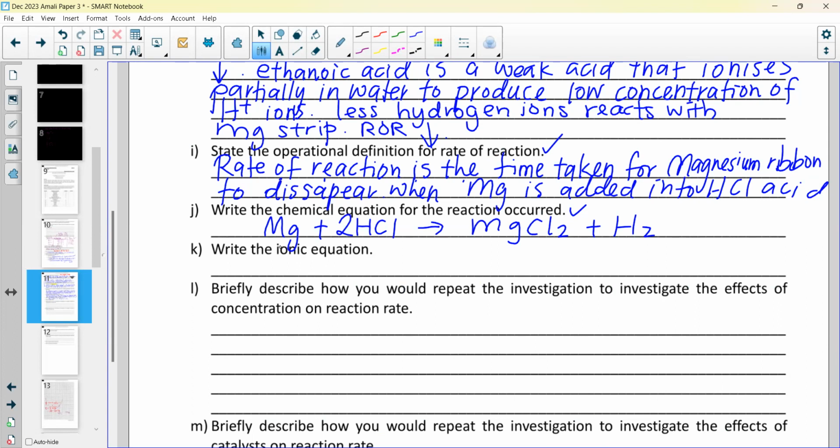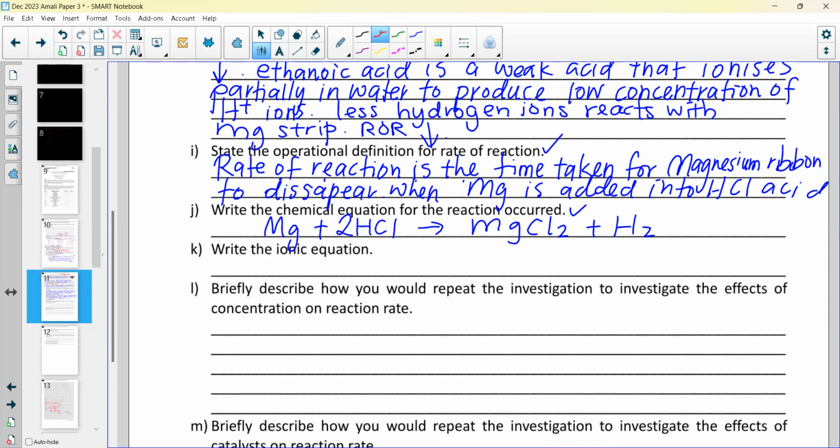Anyone want to try? Ethan, do you want to try the ionic equation? Ethan? Here. Oh, Ethan is not here, right here. Okay, are you here? Do you want to try the ionic equation?